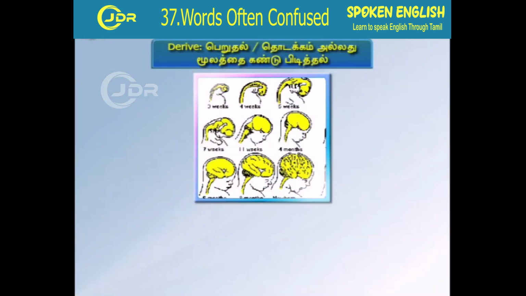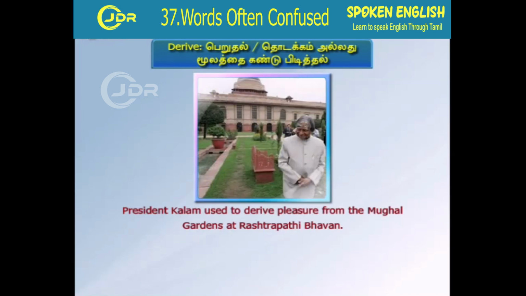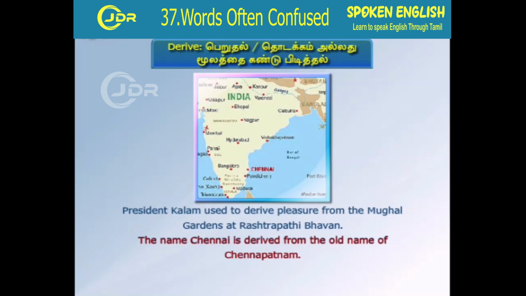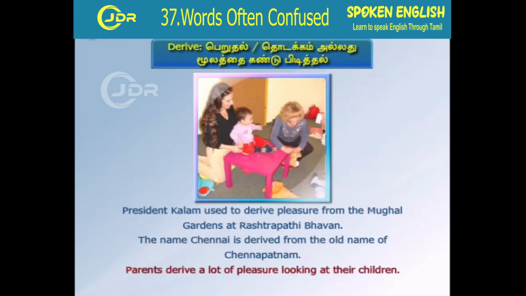Derive, பெறுதல், தொடக்கம் அல்லது மூலத்தை கண்டுபிடித்தல். President Kalam used to derive pleasure from the Mughal gardens in the Rashtrapati Bhavan. The name Chennai is derived from the old name of Chennapatnam. Parents derive a lot of pleasure looking at their children.